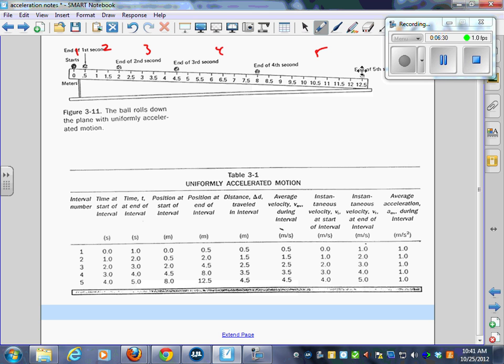Okay, now there's a lot of data going on here. Let me explain what's going on. The next column is the time at the start of the interval. The time at the start of interval 1 is 0. The time at the start of interval 2 is 1. The time at the start of interval 3 is 2, and so on. It goes 0, 1, 2, 3, 4. In other words, each interval is how long? 1 second.